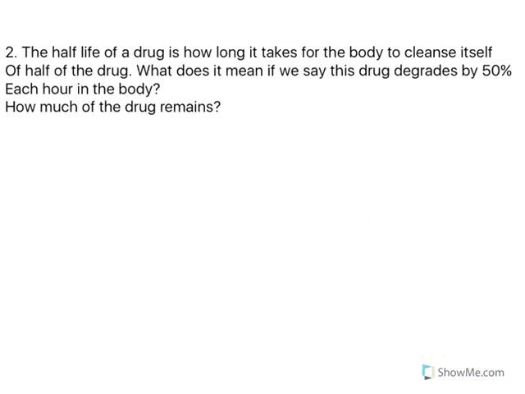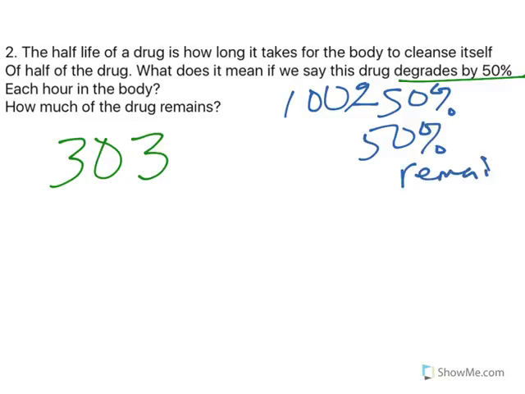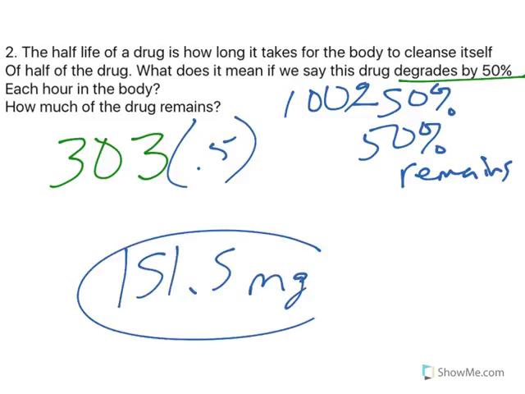Now the half-life of a drug is how long it takes for the body to cleanse itself of half the drug. So what does it mean if we say this drug degrades by 50% each hour in the body? And then how much of the drug remains? Well, in this example, if we have 303 milligrams, and we say it degrades by 50%, 100% is all of the drug. If it degrades by 50%, that means 50% remains. That's what it means. In this case, we multiply by 0.5, and 151.5 milligrams is left after the first hour, because it says each hour.